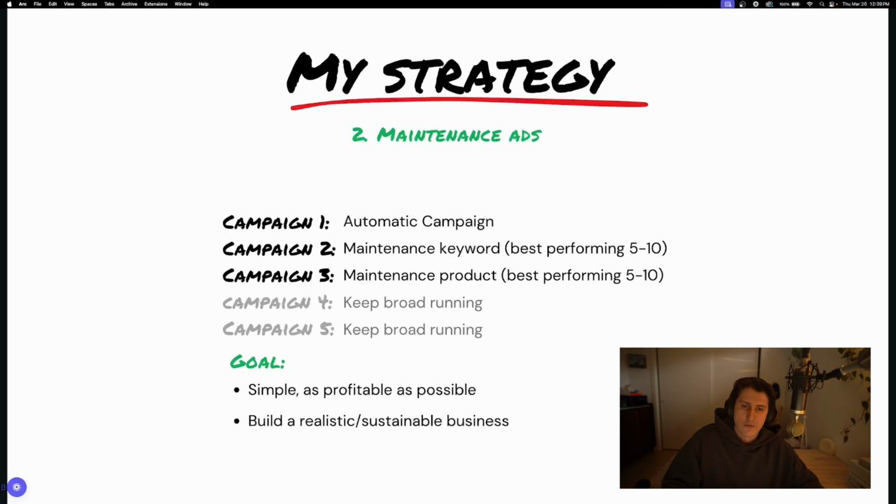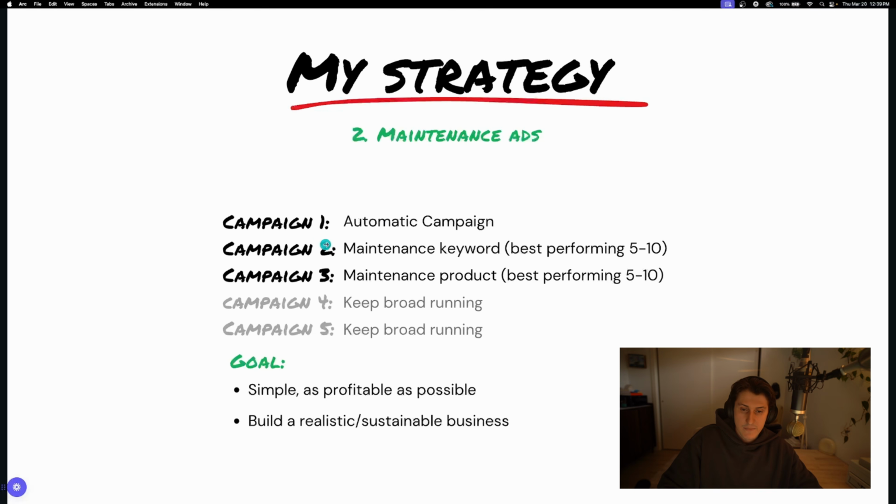So what exactly are our maintenance ads? So like I said before, our maintenance ads are just going to be more sustainable campaigns that we can run over a long period of time, and they're not just going to be blowing money. So basically what this looks like is if you have the budget for it, you can keep an automatic campaign running. Sometimes these don't work very well. They're not super profitable, so you don't have to do this one.